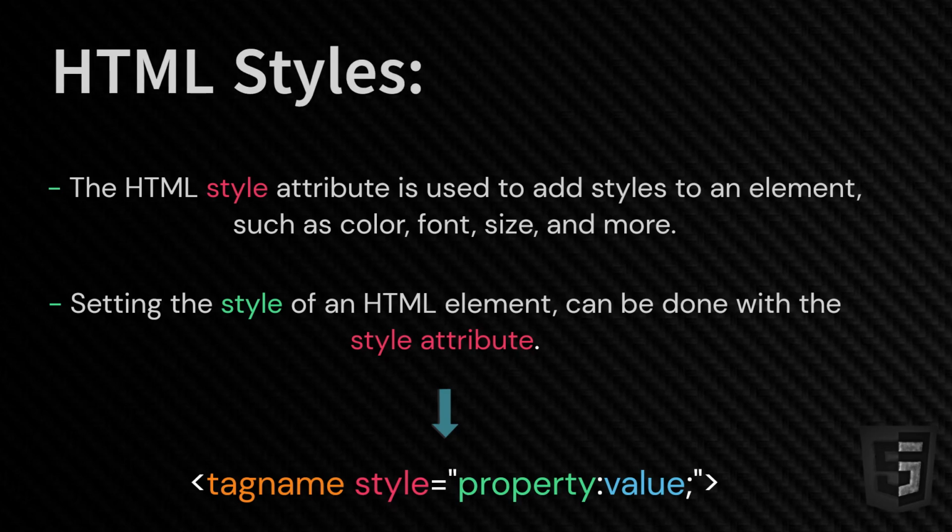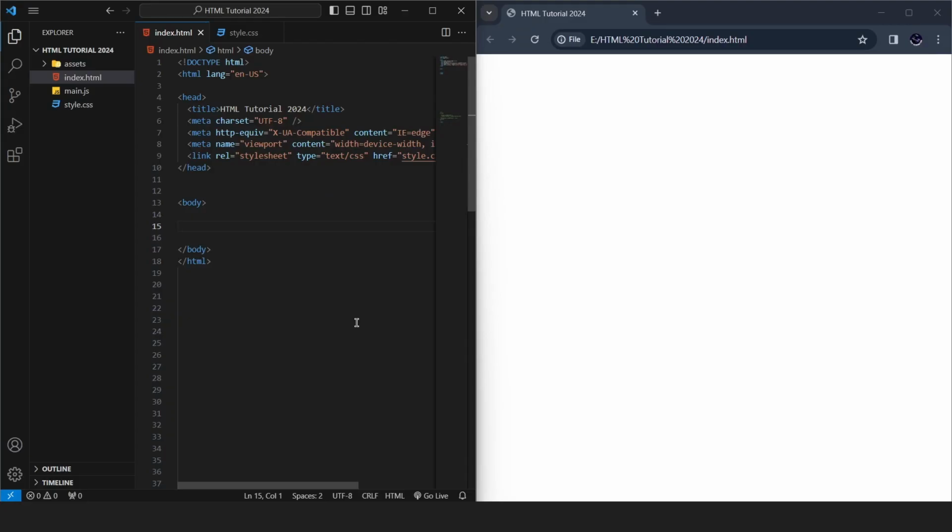HTML styles. The style attribute is used to add styles to an element, such as color, font, size, and more. Setting the style of an HTML element can be done with the style attribute. In this part you will see CSS in action, but only minimally. Now let's move on to the code where we will explain some of the most frequently used ones.